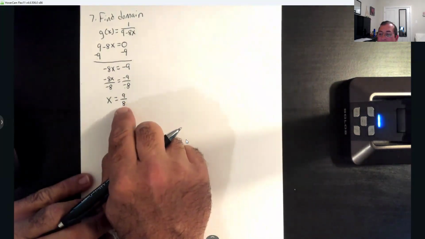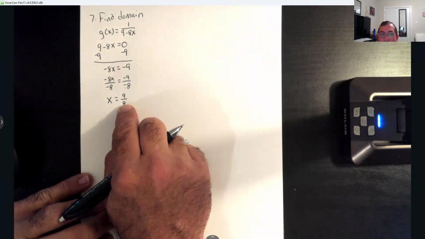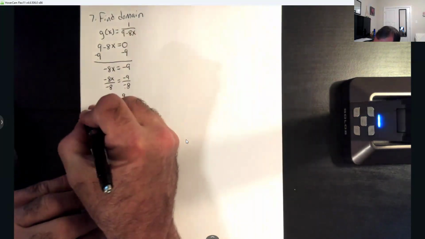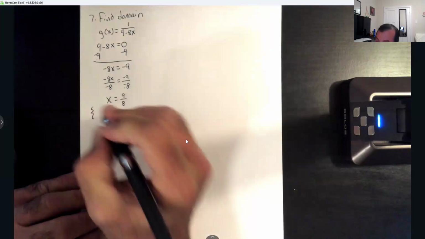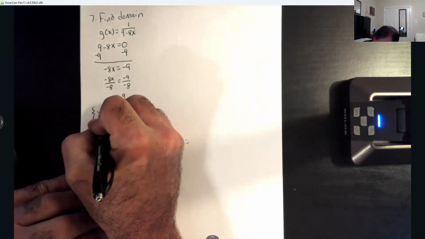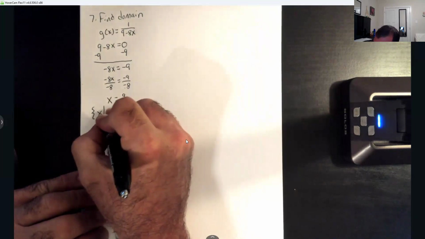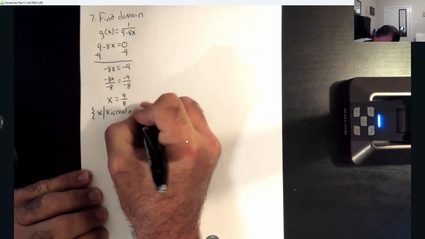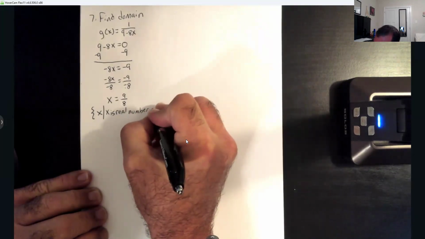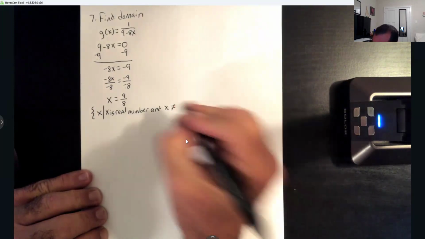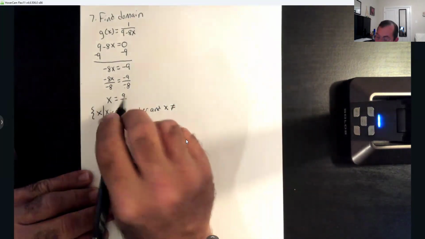So, since I got a 9 over 8 when I solved the bottom of this fraction for that x, my domain will be all x's such that x is a real number and x cannot equal 9 over 8.